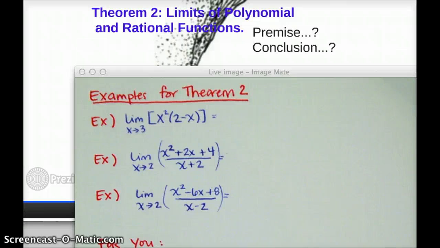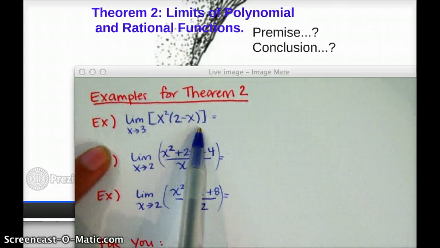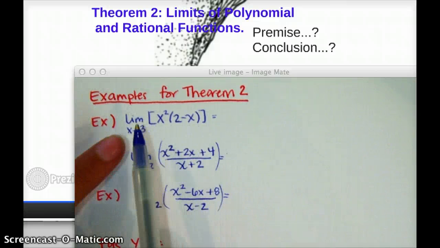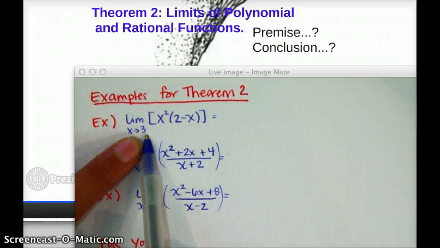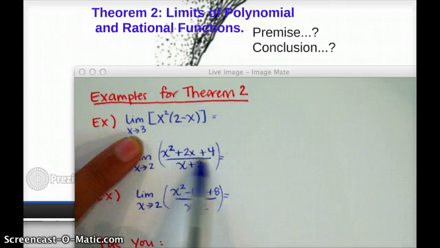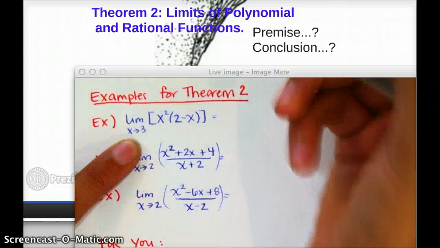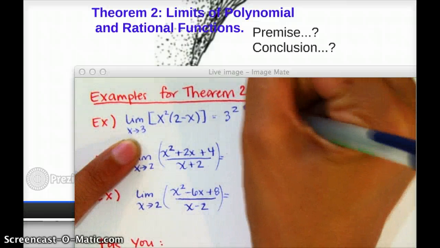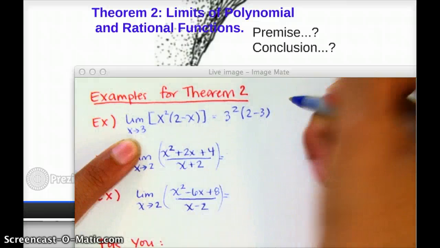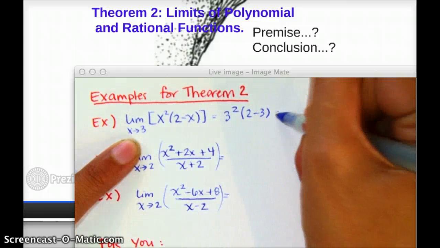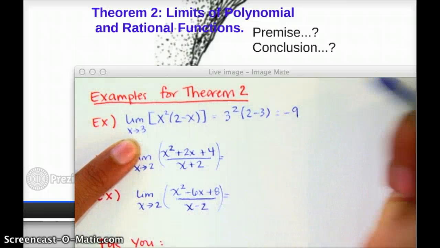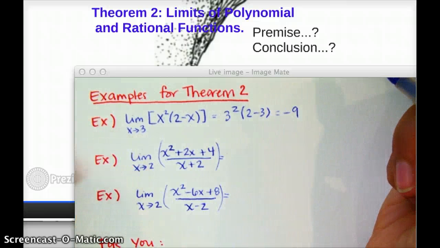So by Theorem 2, as long as this is a polynomial, in order to find the answer, all I need to do is plug in 3. Well, good news. This is a polynomial and these are rationals. So the limit is suddenly the easiest thing you'll ever do. When I plug in 3 to all of the x's, I get 3 squared times 2 minus 3. 2 minus 3 is negative 1, times 9 is negative 9, and that's it. You've proved it, you're sure.